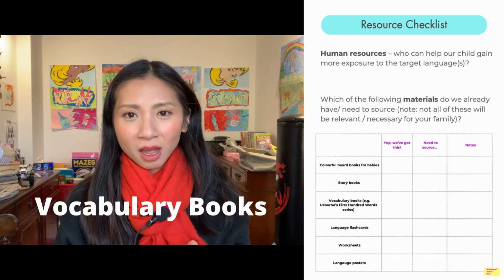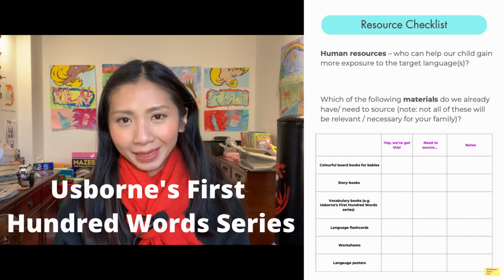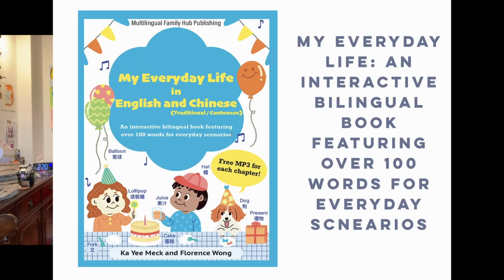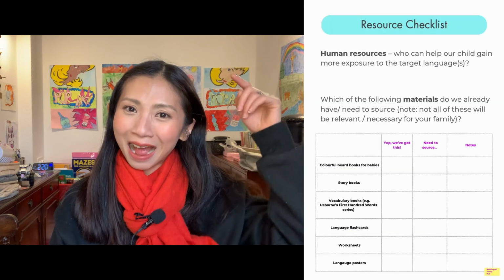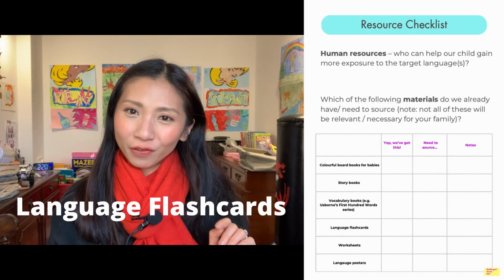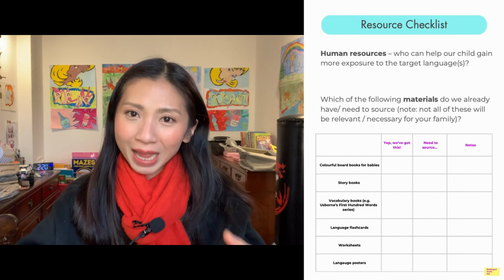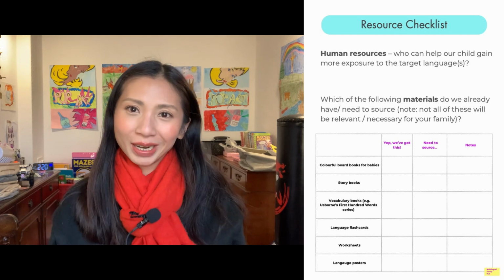Okay, so next up, vocabulary books. For example, Usborne's First 100 Words series, which I highly recommend. You can, of course, also check out a series of bilingual picture books that my sister and I have created, links down below. Next up, language flashcards, which can be helpful for learning and retaining vocabulary. Although I do find that children learn vocabulary best in context, i.e. through daily conversations and seeing vocabulary in a storybook, for example.